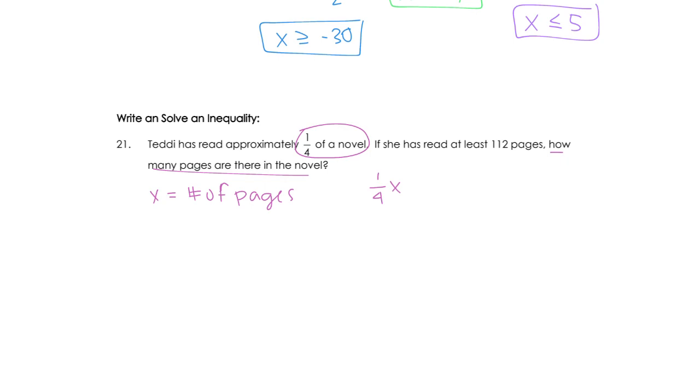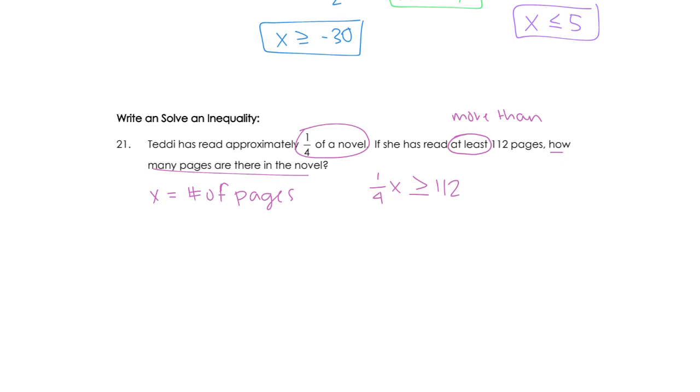And then it also says that she has read at least 112 pages. So we know that those are equivalent to each other to a point. But notice right here, it says that at least 112 pages have been read. So at least means more than 112 pages. So that would be greater than, and then at least actually means greater than or equal to, because it could be just 112. It doesn't necessarily mean that it has to be more than. So it needs to include that or equal to. But at least definitely means greater than, not less than. Think if you have at least $5, you have more than $5 potentially.